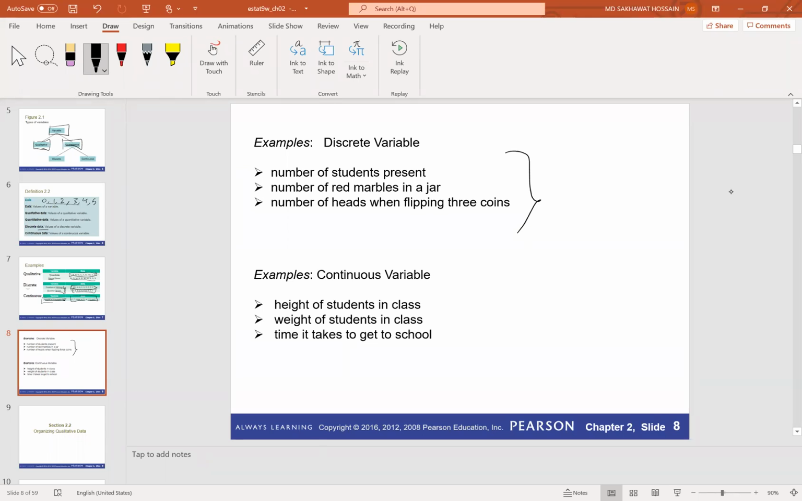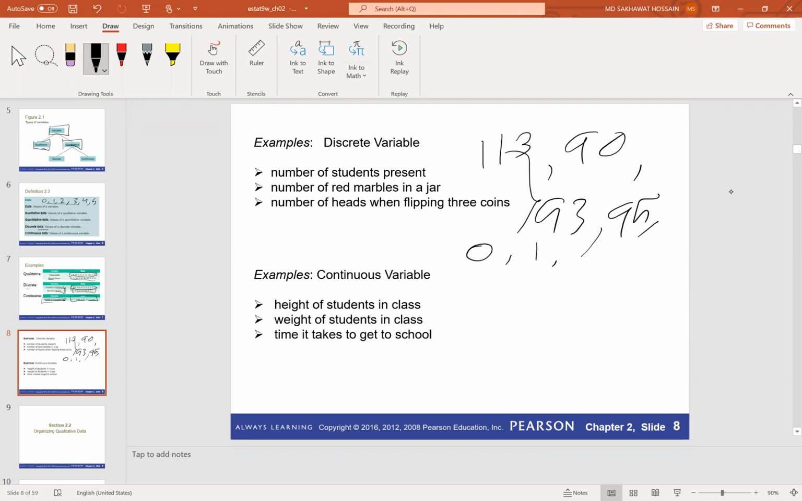So why is number of students discrete? Because we can list all the possible values for this variable, right? The number of students could be 100. In this class, the number of students present is 113. In the other section, it could be 90, 93, or 95. It doesn't take any fractional numbers, right? We can list all the possible values, or it could also be 0, 1, 2, 3, right?